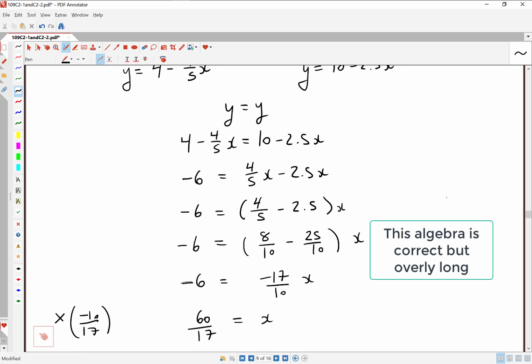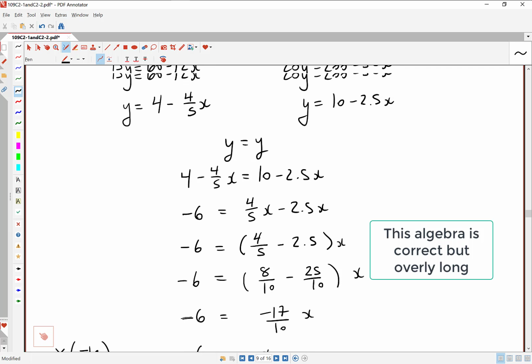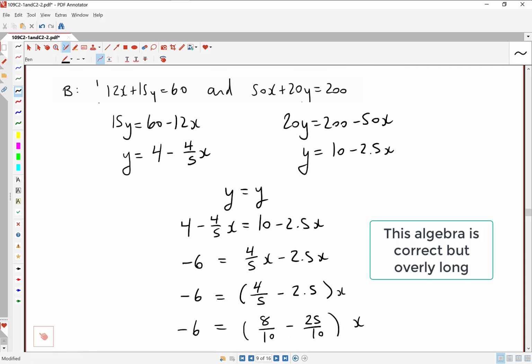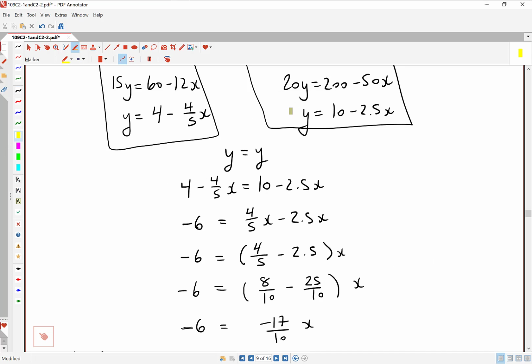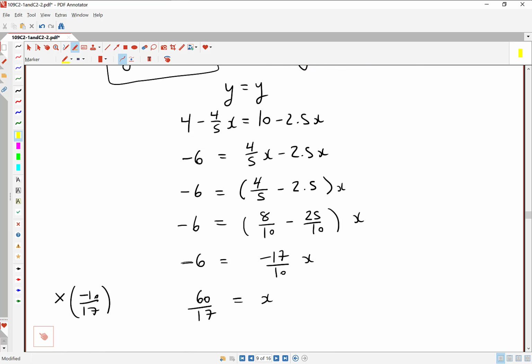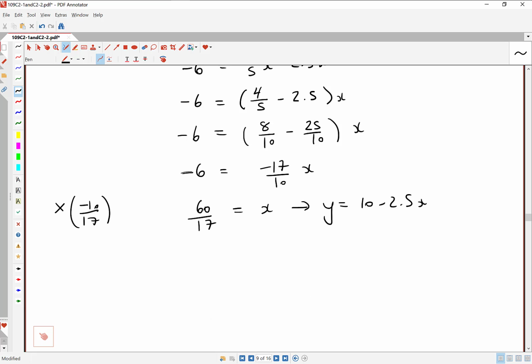So now let's take that x value and figure out the y value that goes with that. You can go back to any of these equations that you had written down earlier. I say this one looks relatively friendly. So we're going to take this x value and plug it into y equals 10 minus 2.5x. Okay, so y equals 10 minus 2.5 times 60 over 17.